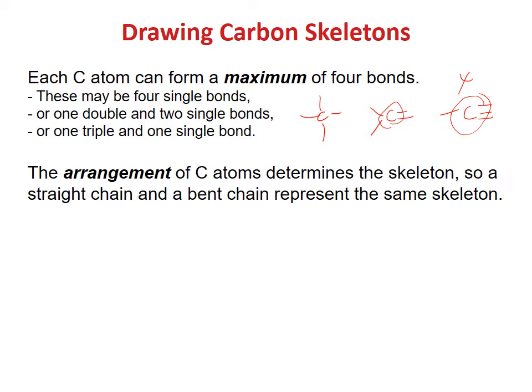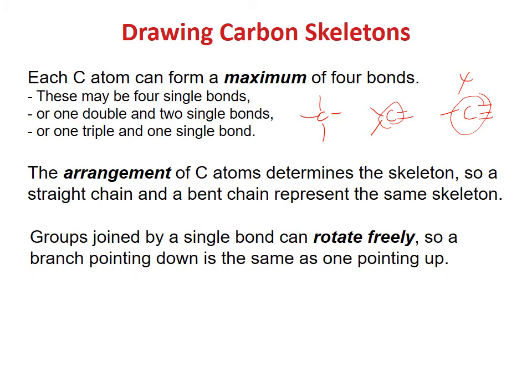The arrangement of carbon atoms determines the skeleton. So a straight chain and a bent chain represent the same skeleton, as we showed before. Groups joined by a single bond can rotate freely. So a branch pointing down is the same as one pointing up. Here, let's draw a skeleton. Note that here we're pointing down, and here, let's draw another one, this pointing up. But these two are the same because when you rotate the carbon-carbon single bond, you get the other one.